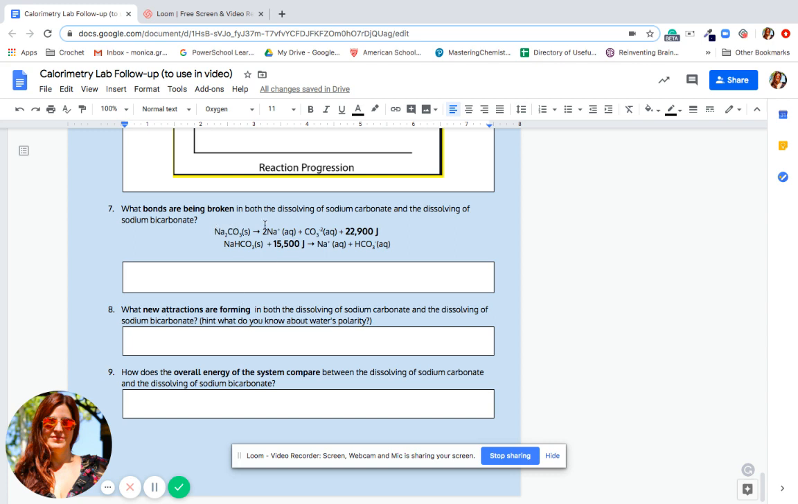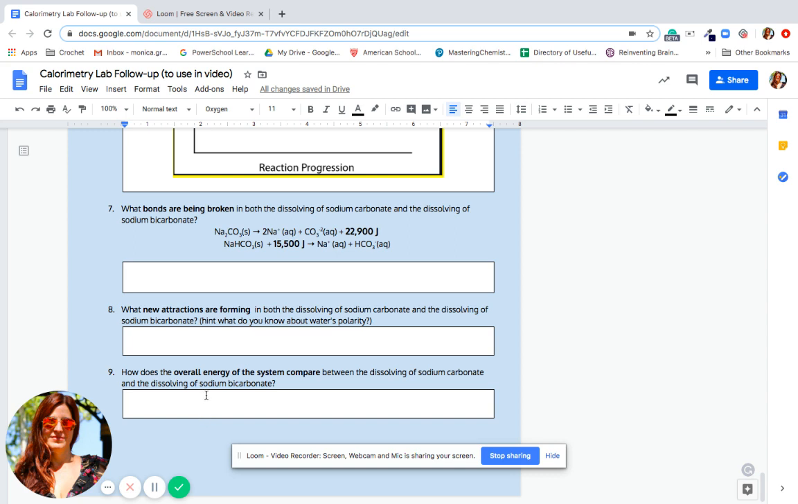The attractions that are formed are the positive ions are now attracted to the negative section of water. Remember which is the negative section of water? You should remember that. Remember that water is H2O, where the oxygen is covalently bonded to the hydrogen. So you can remember from previous knowledge how those ions will bond with intermolecular attractions to the water, and that's what you can answer for number 8.